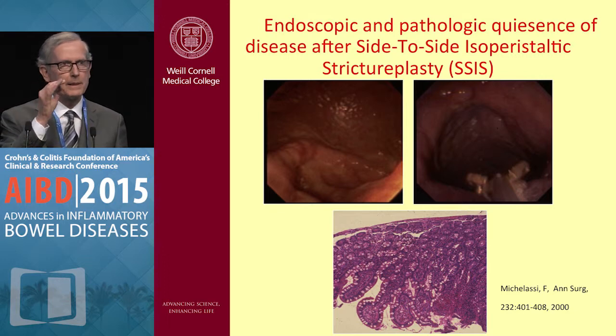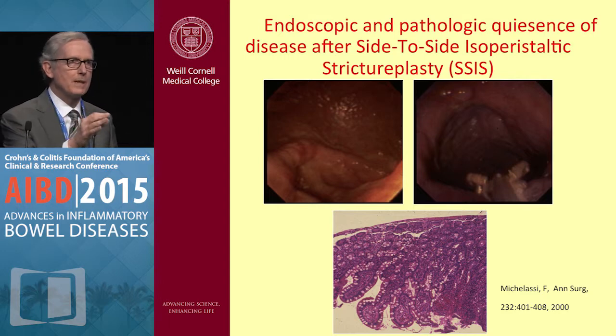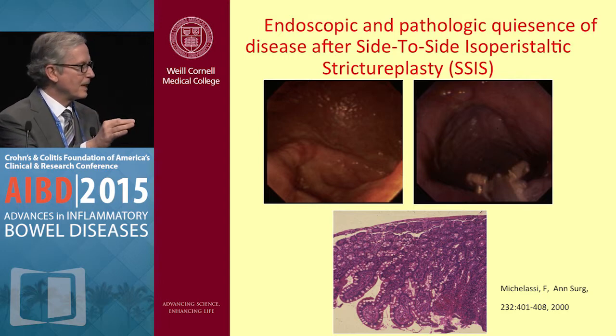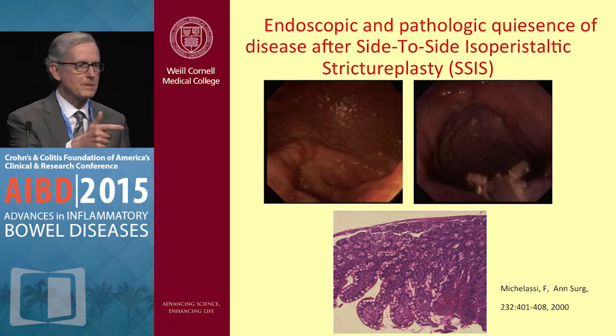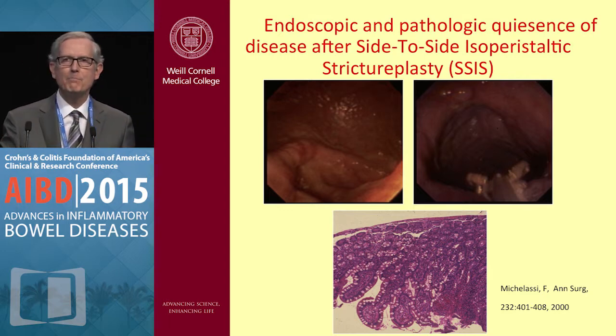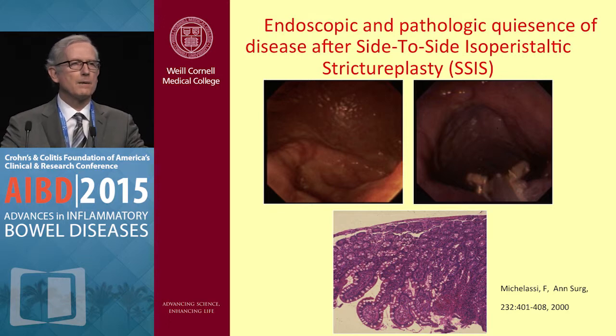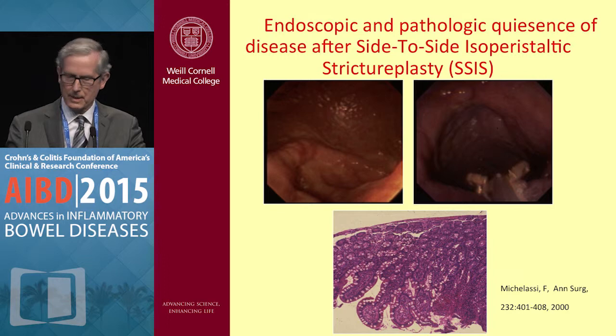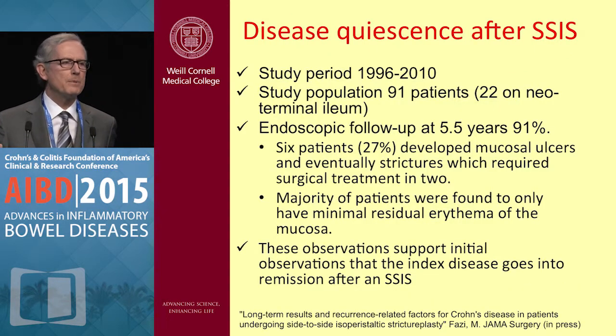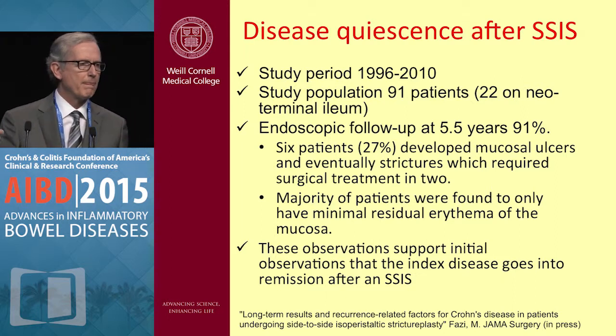Russ very aptly put the gastroscope into the stomach, and then through the gastrojejunostomy, and a foot later we were at a side-to-side strictureplasty. We took biopsies, and as you can see endoscopically and pathologically, the disease has quiesced. The disease has melted away. We published this in 2000, and a paper that will be published in JAMA Surgery at the end of this month by Marilena Fasi confirms these observations.